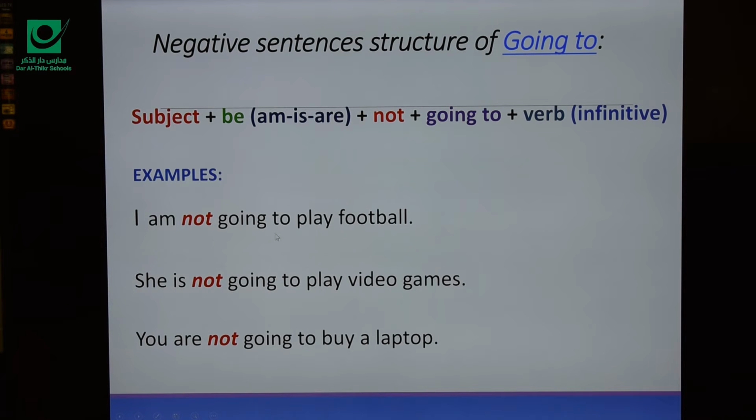I am not going to play football. Number 2, she's not going to play video games. Number 3, you are not going to buy a laptop.